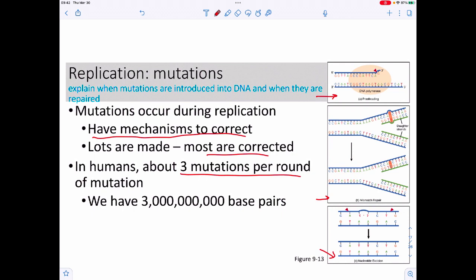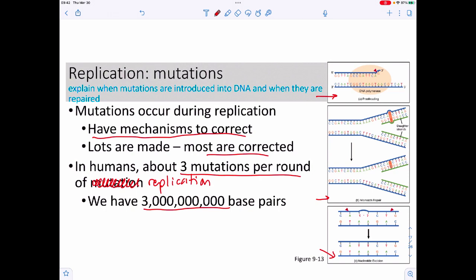Not mutation, but this is replication. So that doesn't mean that we only make three. There's only three that we don't catch. There's a lot more that are made. We just don't catch three of them. And for the sake of saying it, we have 3 billion base pairs. So that's not bad. One in a billion that shows up. The actual replication mechanism itself produces errors like one every 10,000. So we make a lot, and we correct most of them.